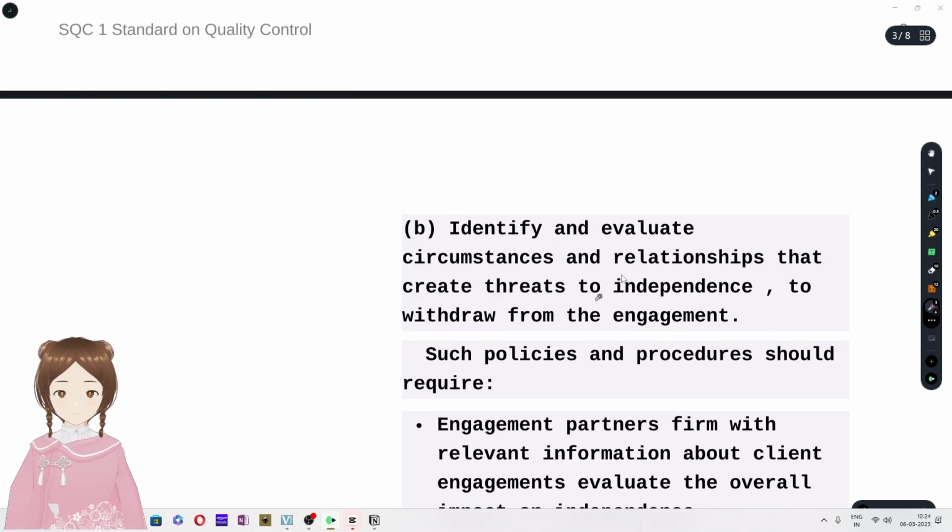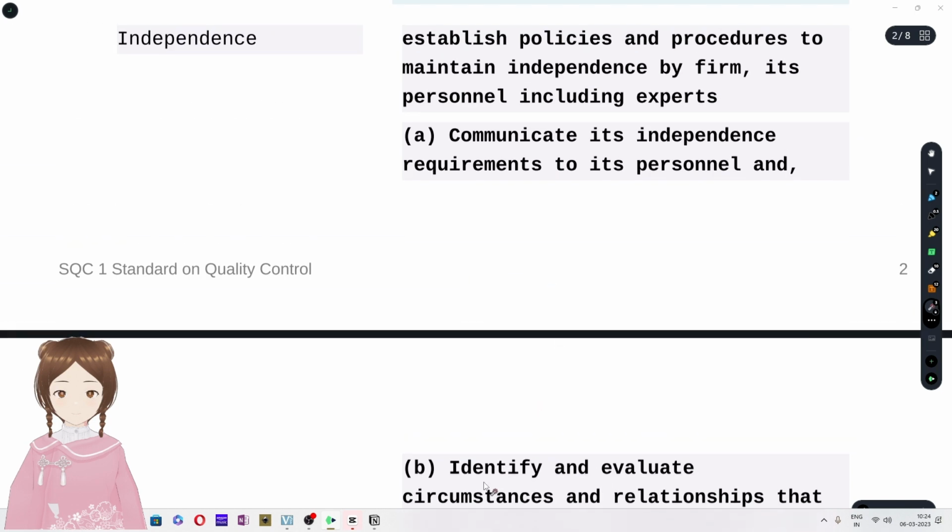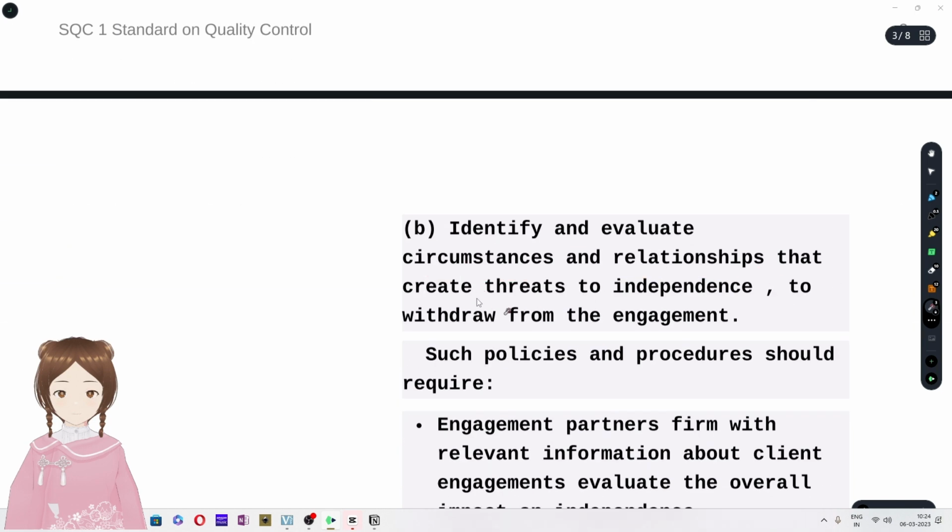You have to communicate. And they have to identify and evaluate the circumstances and relationships that create threats to independence. We said communication is a two-way thing. So the personnel has to communicate to the management about the threats to independence, or any kind of circumstances that create a threat to independence. That's the second way of communication.